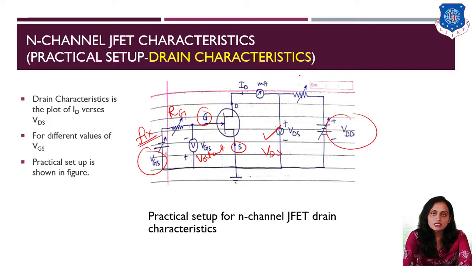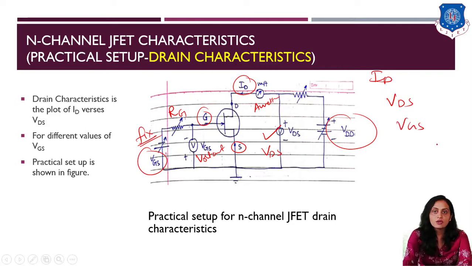One resistor is kept to control the current, and in between this path we have connected the ammeter, and ammeter is used to measure the drain current. So what are we measuring? We are measuring the ammeter current ID. We are measuring this voltmeter voltage, that is VDS, and we are measuring this VGS. So we have connected two voltmeters and one ammeter.